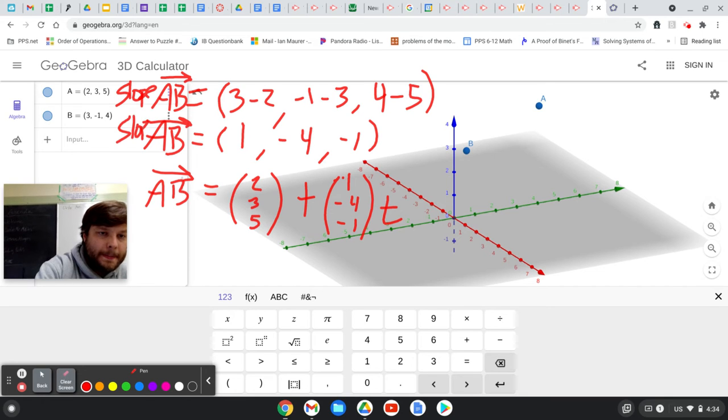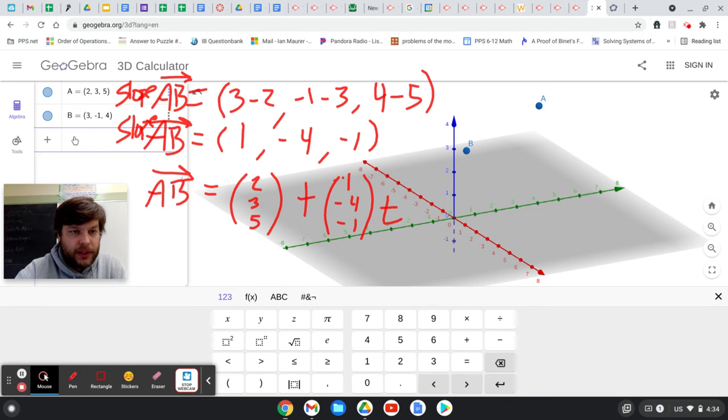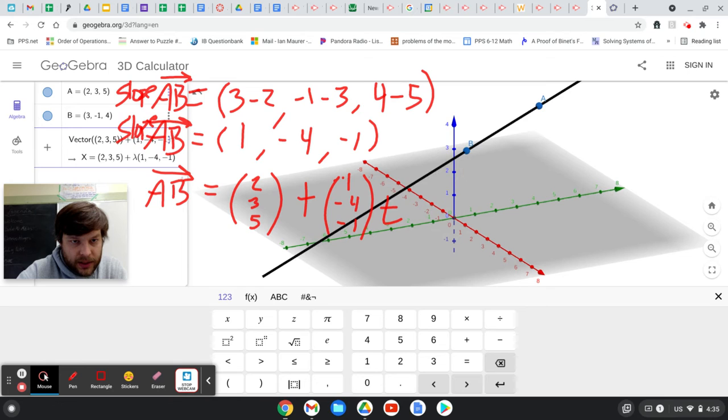The slope of AB. Okay, so let's type in our vector, and if we did it correctly, we'll see a nice line. So I'm going to say my vector is equal to the point that I started at, which is 2, 3, 5. And you can see now I've got my vector going right to point A, and then plus my direction vector, 1, negative 4, negative 1, t. There you go. It's connecting those 2 points right there.